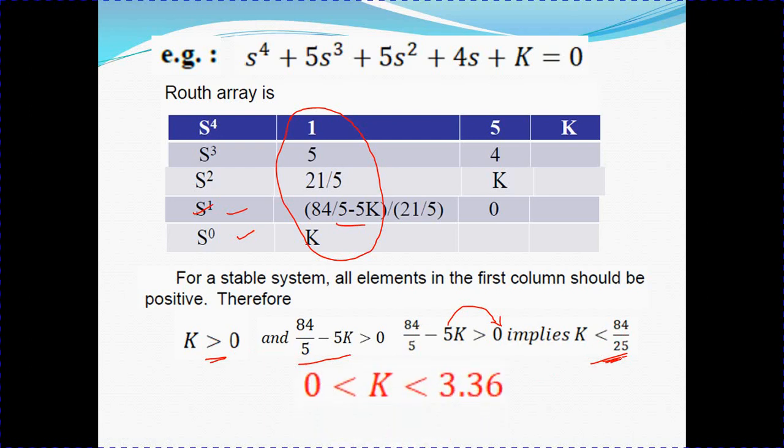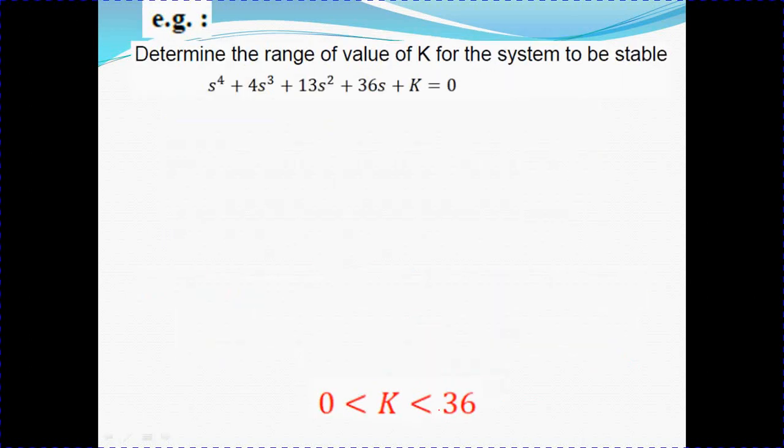Hence what will be the range of k? So k should be greater than 0, and similarly k should be less than 3.36. We are going to get it by this 84 divided by 25. So this is how we need to calculate the variable k for which the system is going to be stable. So now we are going to take another example here.